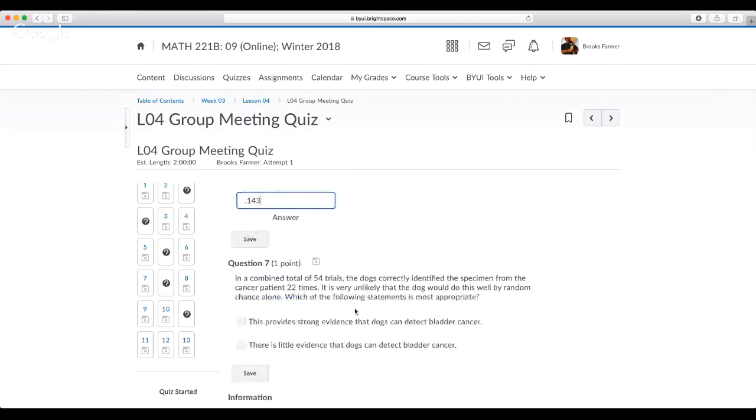All right, I'm going to read the next one. In a combined total of 54 trials, the dogs correctly identified the specimen from the cancer patient 22 times. It's very unlikely the dog would do this well by random chance alone. Which of the following statements is most appropriate?